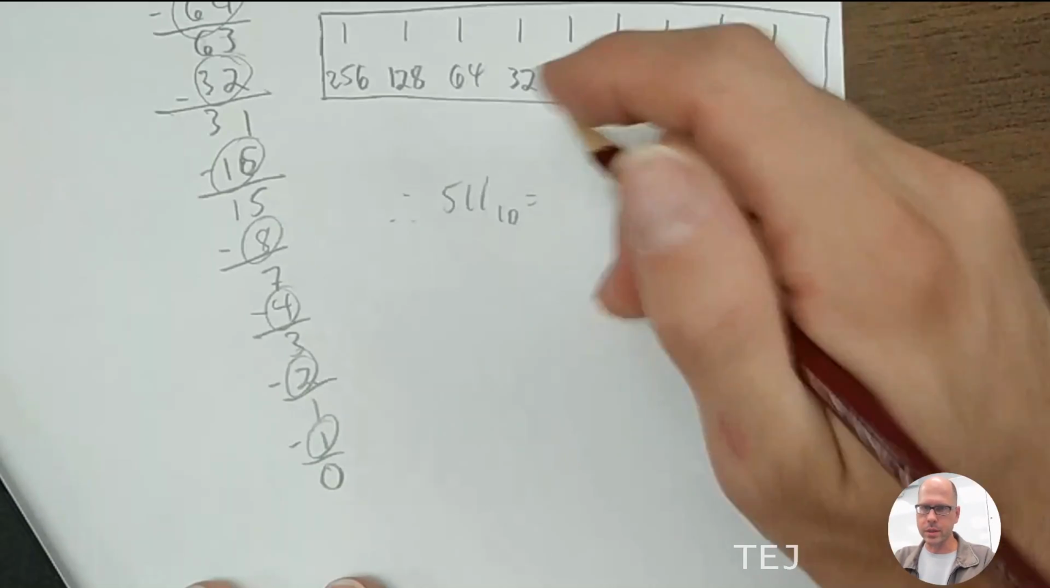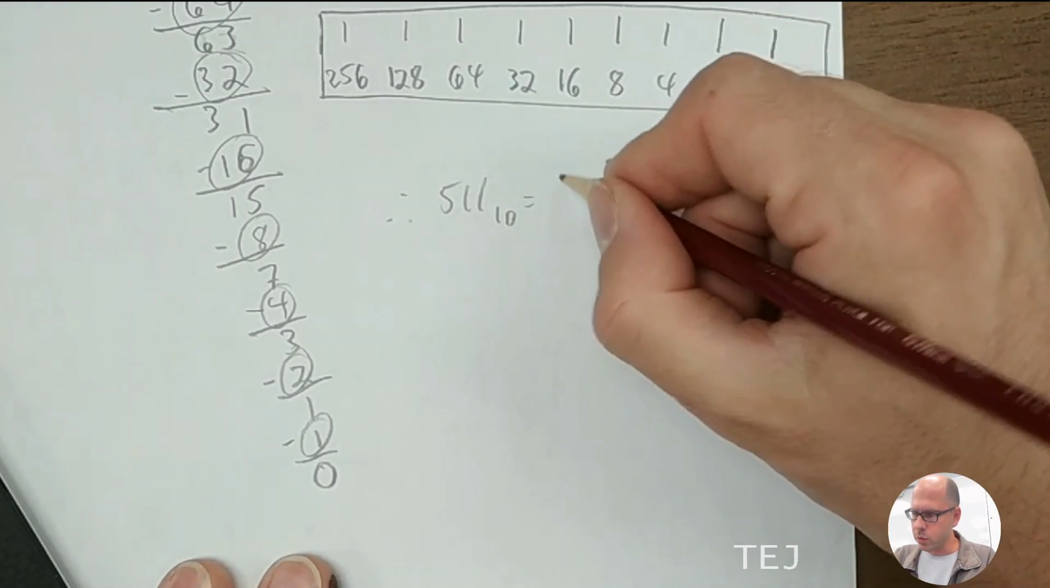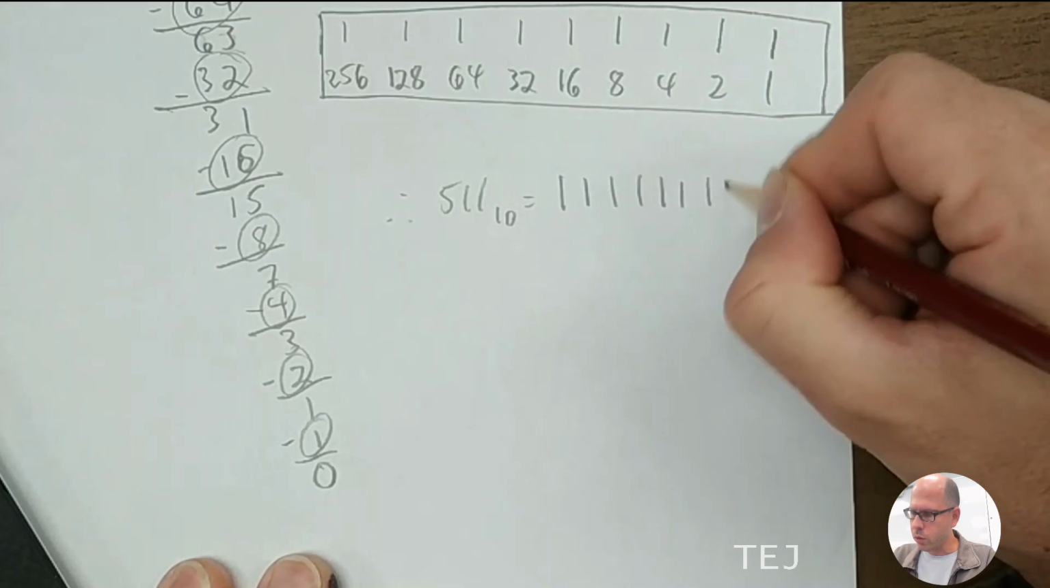Okay, so we're just about done. And then we're going to switch over. So this is equal to 111, 111, 111, base 2.